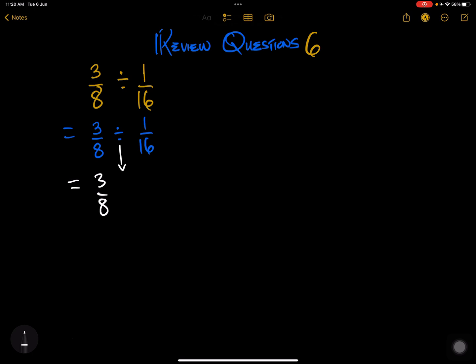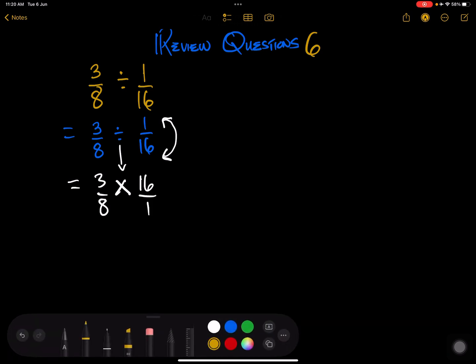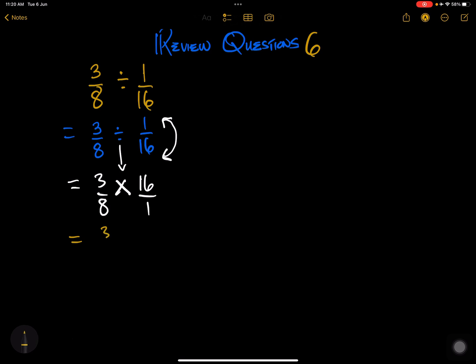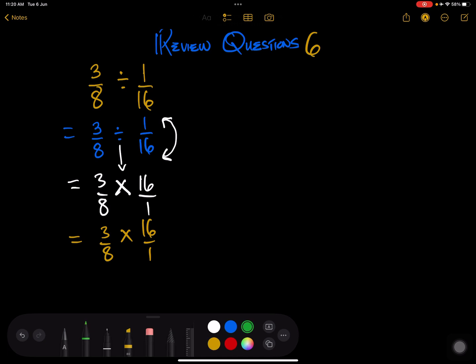However, whenever we do that, we change it. We are going to change this to what? Multiplication. The moment we do that, we have to reciprocate. We have to make this one go up and that one come down. So 16 is going to go to the numerator and 1 will come down. When we do that, we have 3 over 8 multiplied by 16 over 1. And from here, the rules of multiplication will come into play.